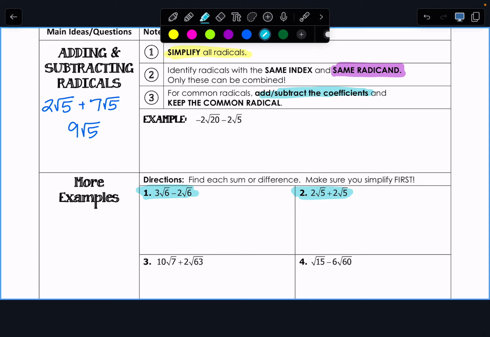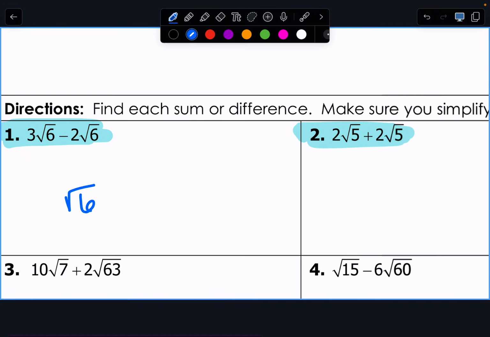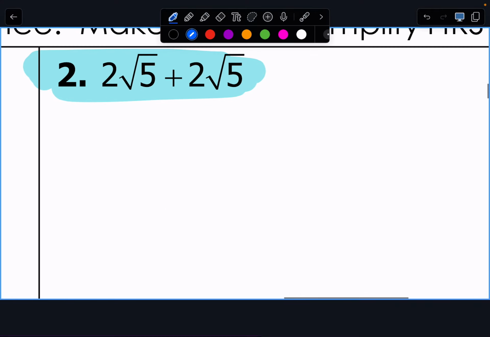Tinley, what do you think about number 1? Like, what would you write down? 1 radical 6? Yeah. How do we feel about that? Do we technically have to write the 1 right there? You don't have to write the 1. If you do, it's fine. If you don't, it's perfect. But 3 minus 2 is 1, so we have 1 radical 6. Ava, what do you think about number 2? 4 radical 5. 2 radical 5 plus 2 radical 5 is 4 radical 5.